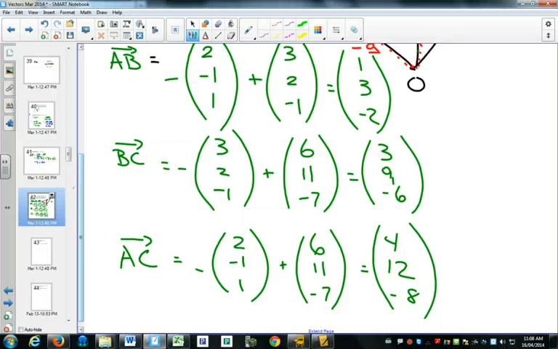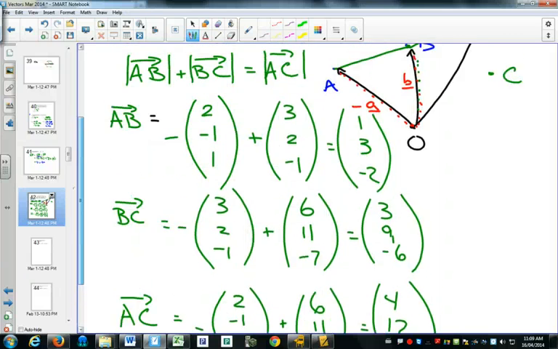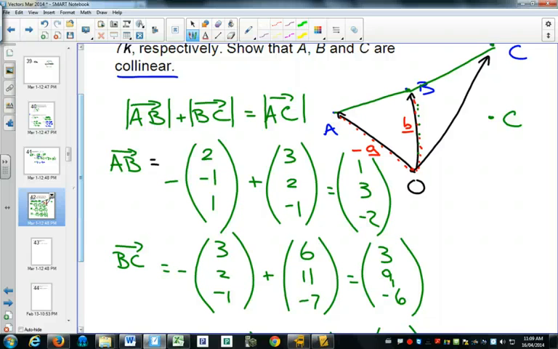So here I use the position vectors each time to figure out now what is vector AB, what is vector BC, and what is vector AC. Because we want to find out if the length of AB plus the length of BC is the same as the length of A to C.